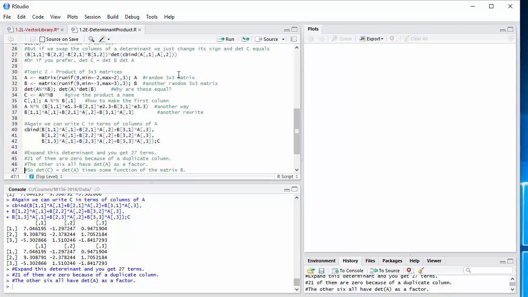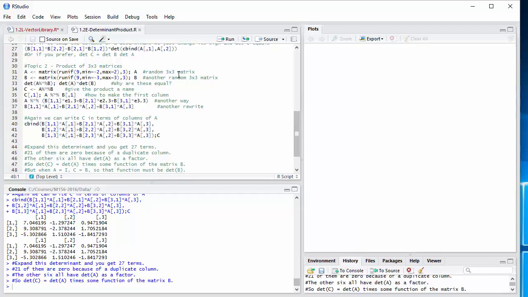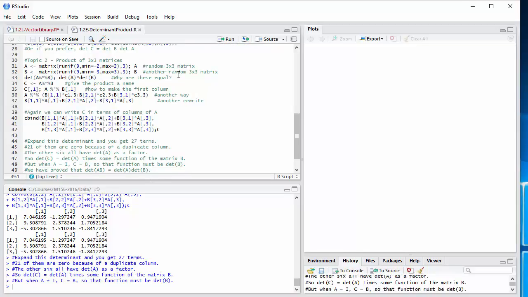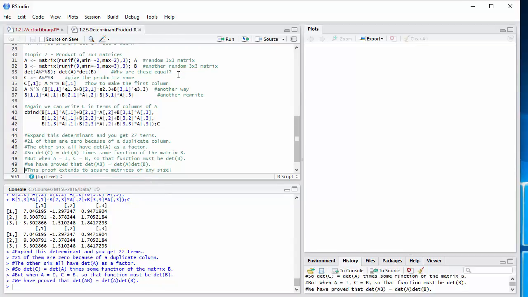That means the determinant of C is going to be the determinant of A multiplied by some function of the matrix B. This function of the matrix B is the same function no matter what A may equal. So if I let A be the identity matrix, C is equal to B in that case, and therefore this mysterious function must be the determinant of B, and we have proved that the determinant of the product A times B is the determinant of A times the determinant of B. Now you should go back and practice doing this yourself using summation notation.